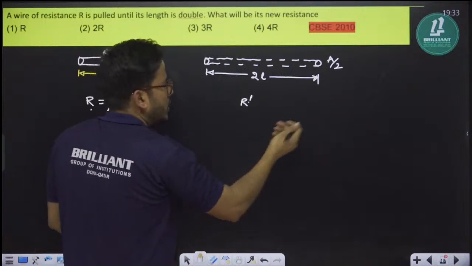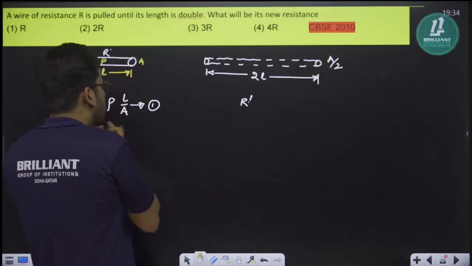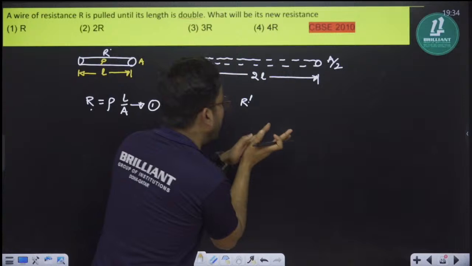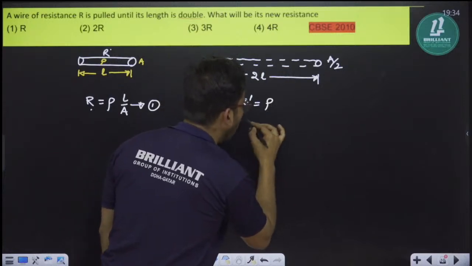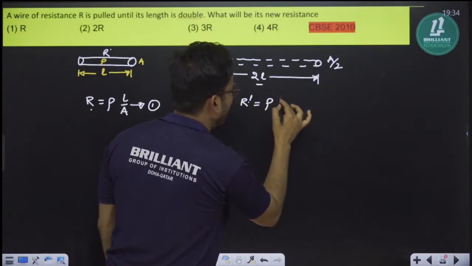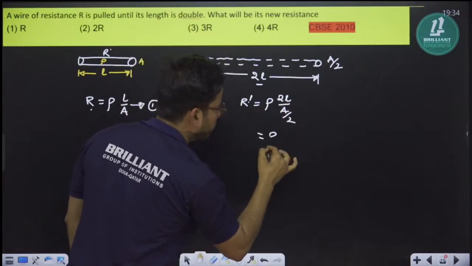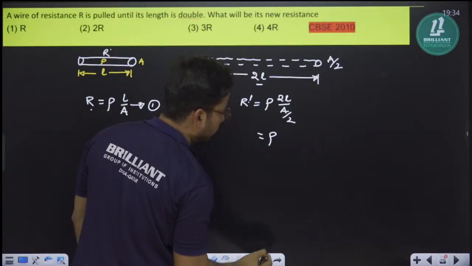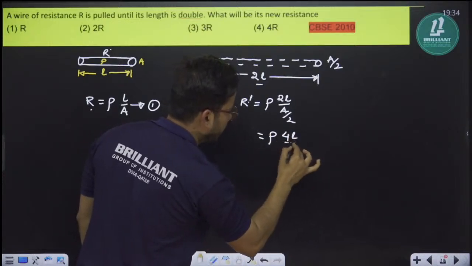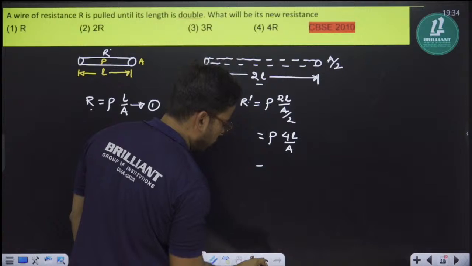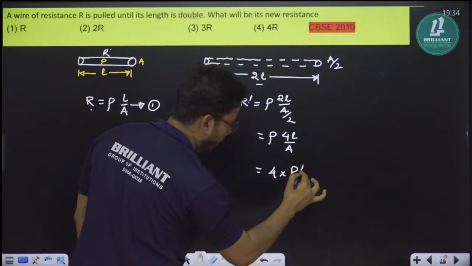It won't remain R. Why will it change? Because I am changing the dimension, and resistance depends upon dimension. So it becomes rho, and instead of L, I will write twice L, and instead of A, I will write A divided by 2. Twice L will become 4 times L, so rho 4 times L divided by A. In the end, I will take the 4 out and arrange rho L by A.